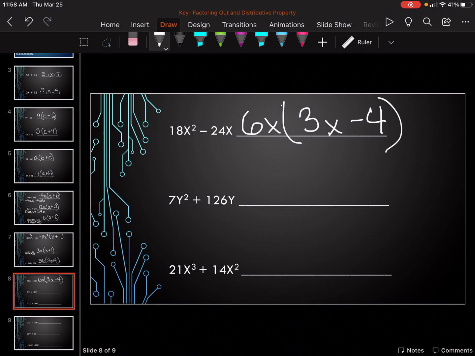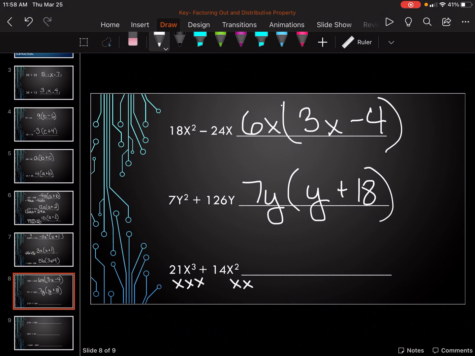Okay. Here, 126 can also be divided by 7, so we can pull out a 7y. We would have y plus 18. So here we have x times x times x and x times x. So we can pull out 7x squared, okay? Because I can pull out 2 of them from both. So then on the inside, we would just have 3x, 7 times 3 is 21. X squared times x would be x cubed. Then pull out 14, we pulled out that, so it'd be plus 2.